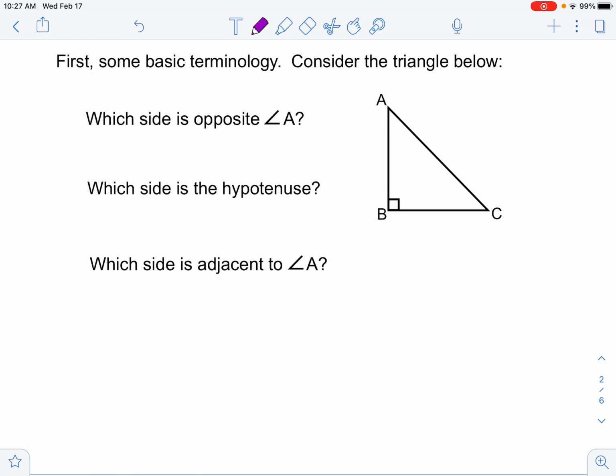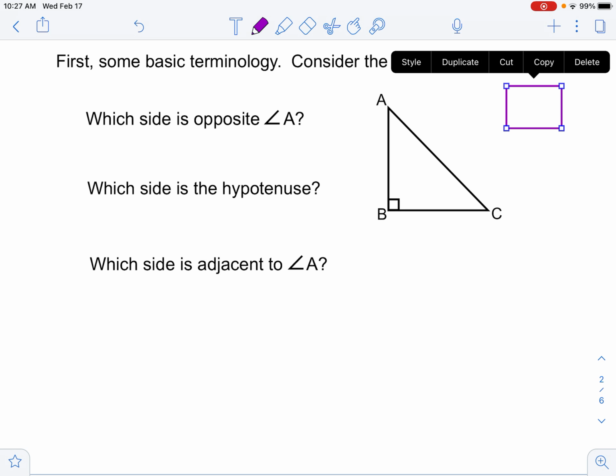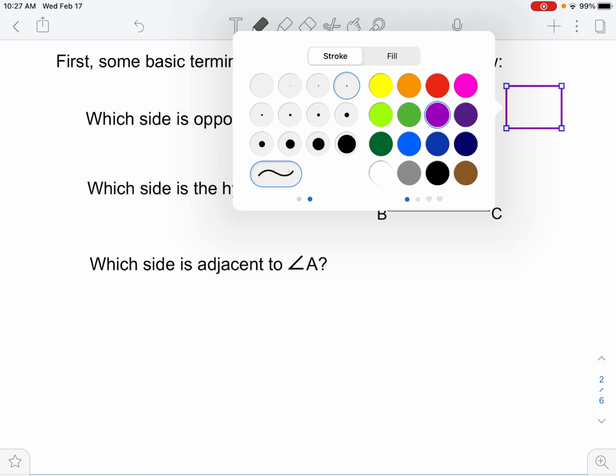Okay, so first some basic terminology before we even get into trig. Consider the triangle below. I want to make sure you understand which side is opposite of angle A. So if you're not sure, what I'm going to do real quickly is make a box.